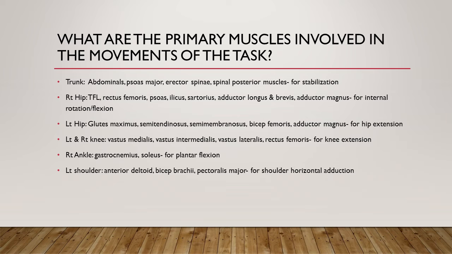And then the left shoulder, we have the anterior deltoid, the biceps brachii, pectoralis major, and that is for shoulder horizontal adduction.